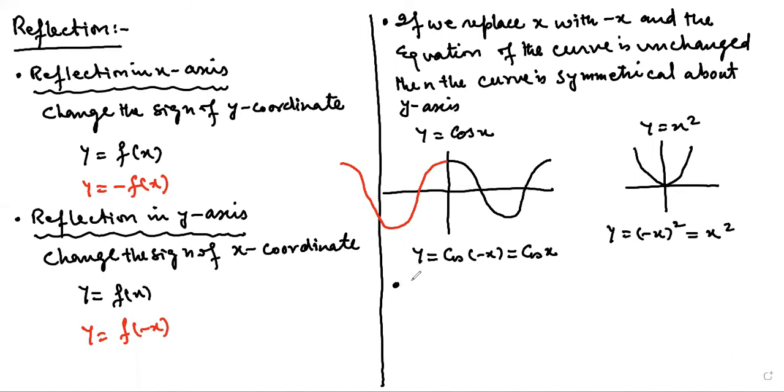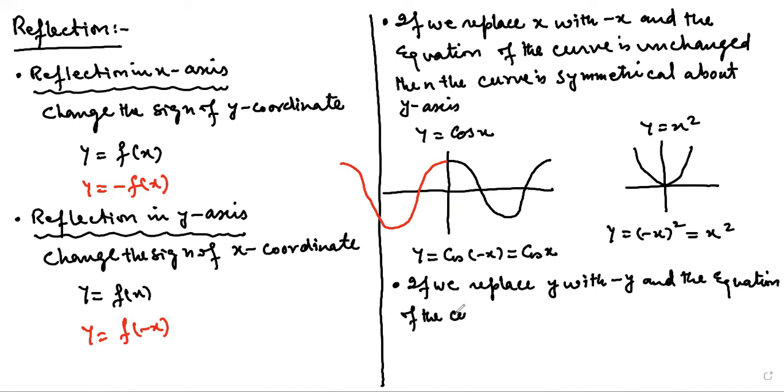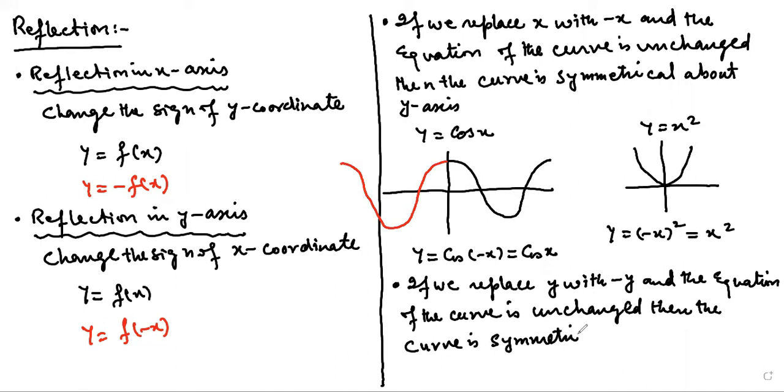The second important point is if we replace y with minus y and the equation of the curve is unchanged, then the curve is symmetrical about x-axis.